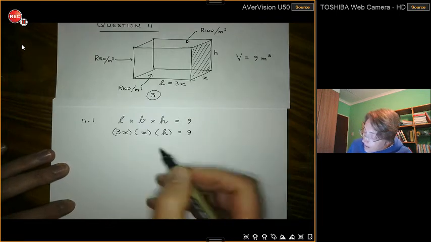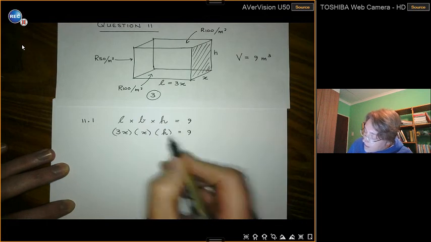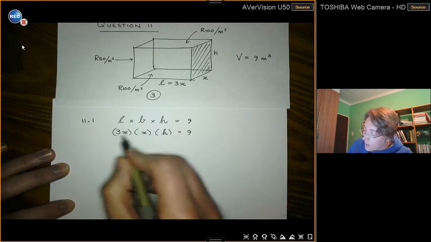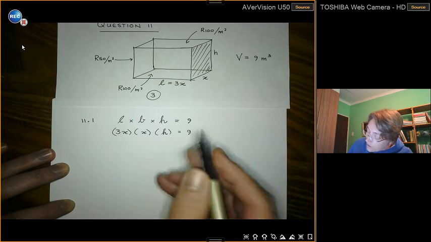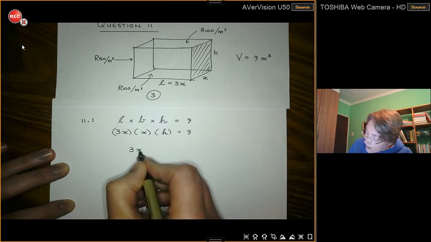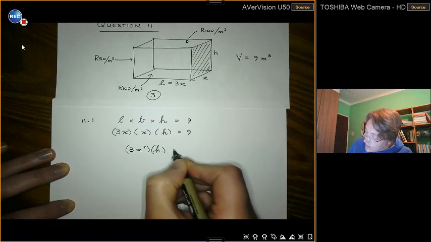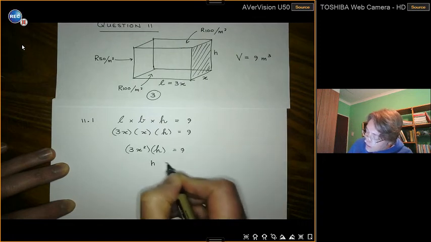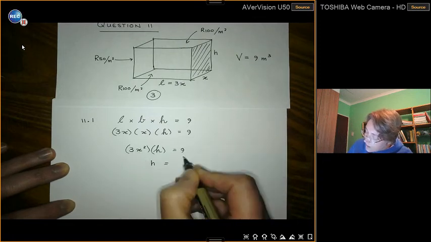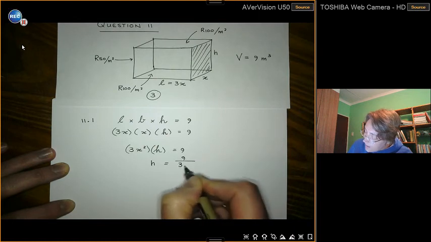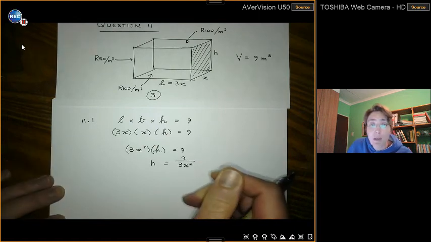We can then immediately say, height is then going to be equal to 9 divided by the product of those two. And I quickly just multiply that first. I'll go, it's 3x squared times the height is 9, which then means the height is equal to 9 divided by 3x squared. And please, please, people, don't leave it like that, because you can simplify it.